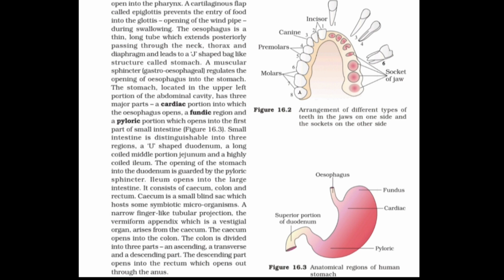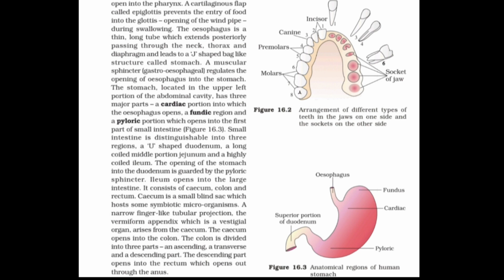The stomach, located in the upper left portion of the abdominal cavity, has 3 major parts: a cardiac portion into which the esophagus opens, a fundic region, and a pyloric portion which opens into the first part of the small intestine. The small intestine is distinguishable into 3 regions: a C-shaped duodenum, a long coiled middle portion, jejunum, and a highly coiled ileum. The opening of the stomach into the duodenum is guarded by the pyloric sphincter. The ileum opens into the large intestine. It consists of cecum, colon, and rectum.